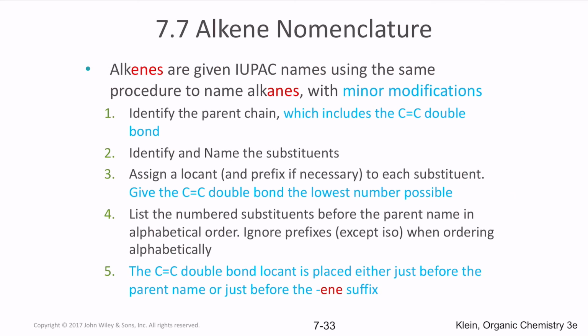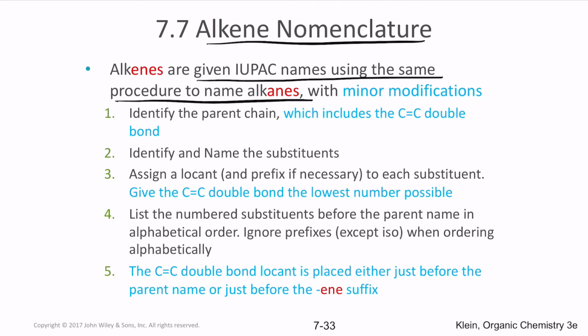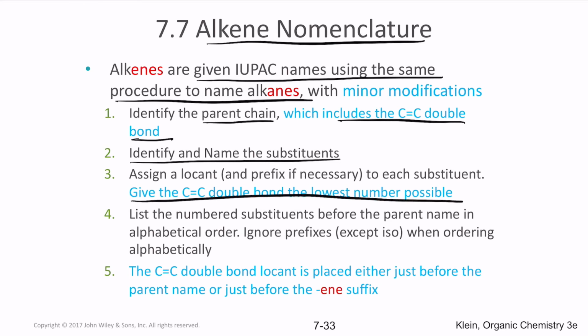Now let's go into alkenes and their nomenclature. So alkenes are given IUPAC names on the same procedure as alkanes, but only with minor modifications. Number one, the parent chain must always include the double bond. Number two, identify and name the substituents. Number three, give the carbon double bond the lowest number possible. And number four, list the numbered substituents before the parent name in alphabetical order.